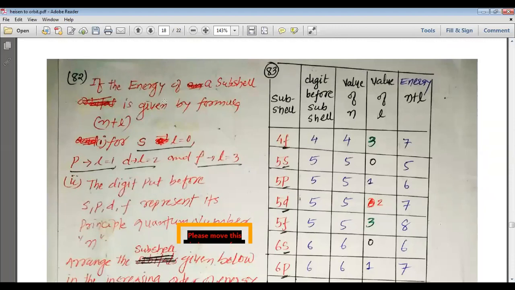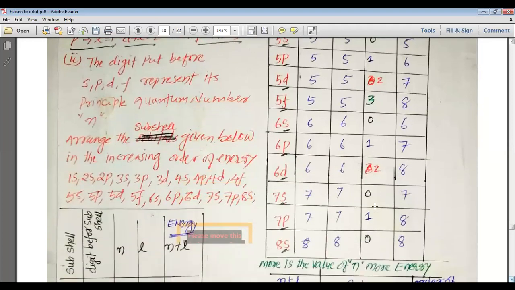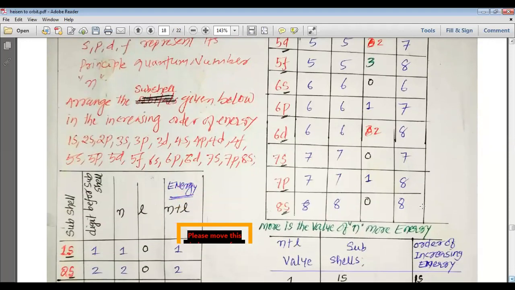If the energy of the subshell is given by the formula n plus L, for s, L is equal to 0, for p, L is equal to 1, for d, L is equal to 2, and for f, L is equal to 3. So we can move ahead, my dear students, that the digit put before s, p, d, f represents its principal quantum number n. So if you write 1s, then the principal quantum number is 1. If you write 5p, then the principal quantum number is 5.